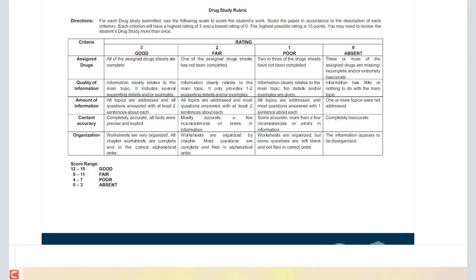And we also have the amount of information. We also have the accuracy. Our drug study should be complete, with all facts precise and explicit. In the organization of the drug study, it should be well organized. We edit it with proper margins and proper justification. It should not be scattered, and it should look good.